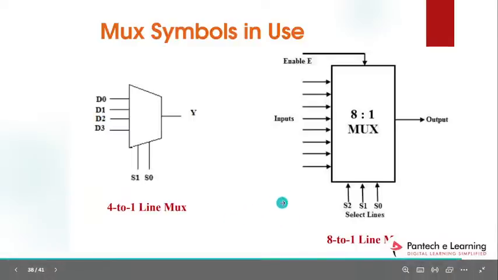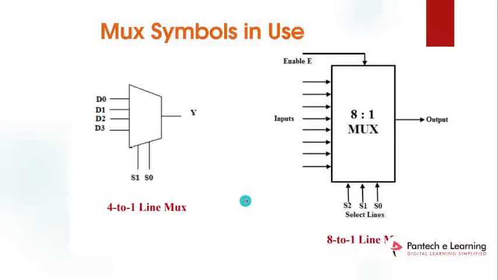This is based on the 2 power n calculation. If the inputs are 2, we have to give one select line. If the inputs are 4, we have to give 2 select lines. If the inputs are 8, we have to give 3 select lines for the multiplexer.